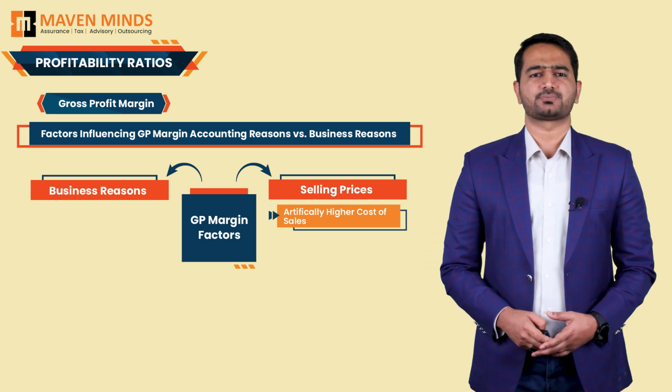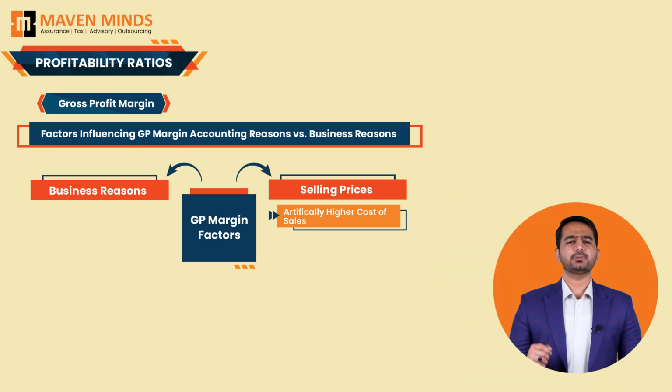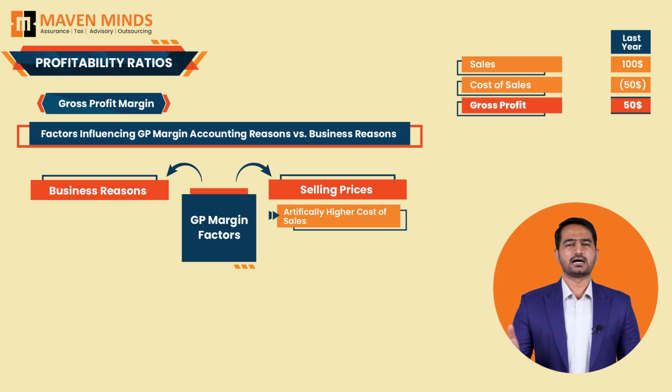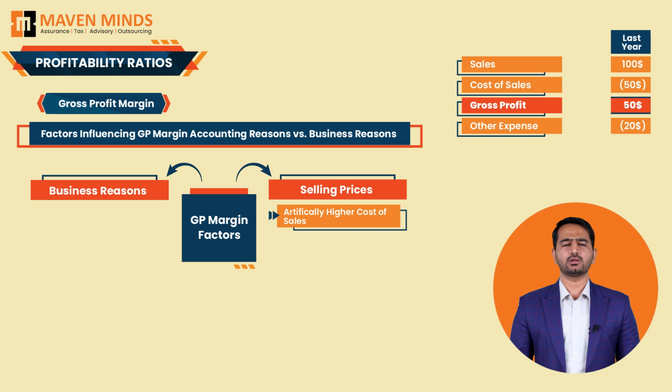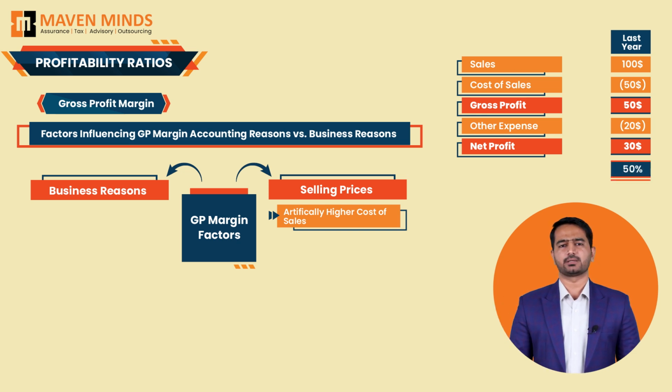Suppose in the previous year, the company reported sales of $100 and a cost of sales of $50, resulting in a gross profit of $50. Other expenses amounted to $20, leaving a net profit of $30. The GP margin in this case would be 50%. 50 divided by 100 and multiplied by 100.